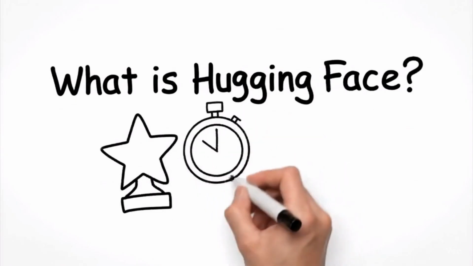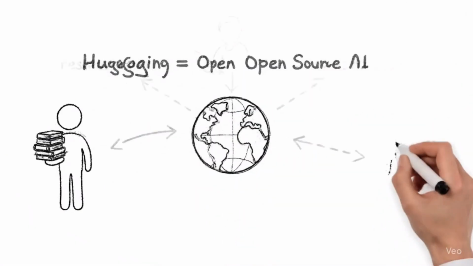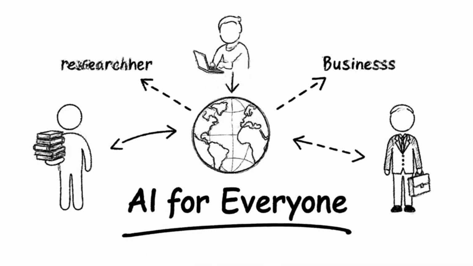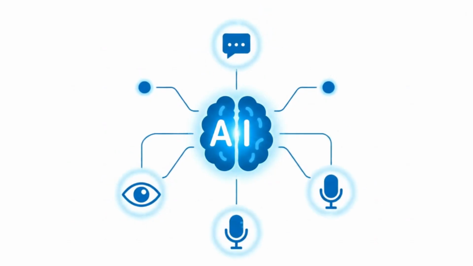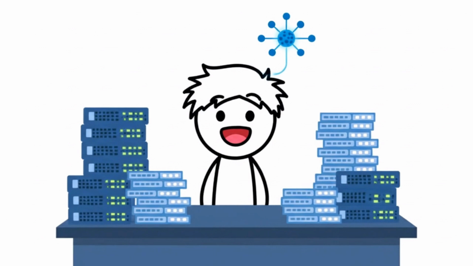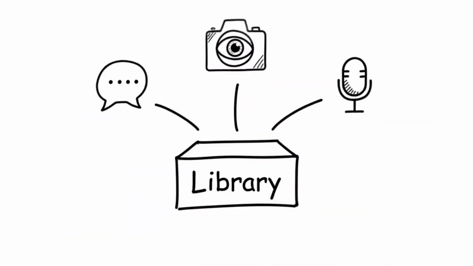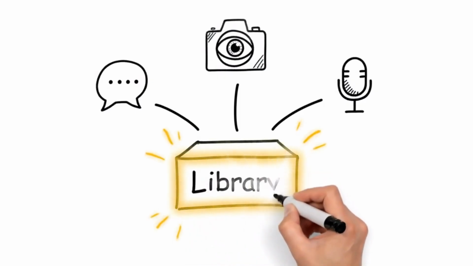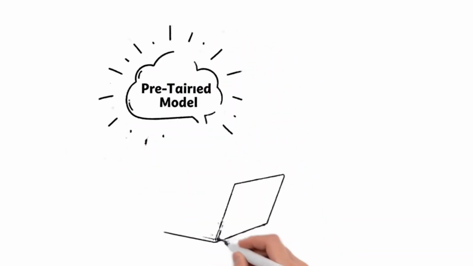So, what exactly is Hugging Face? Hugging Face is an open source AI company and community that focuses on making cutting-edge machine learning tools accessible to everyone: researchers, developers, and businesses alike. Their most famous creation is the Transformers library. This library gives you access to powerful pre-trained models for natural language processing, computer vision, and even audio tasks.